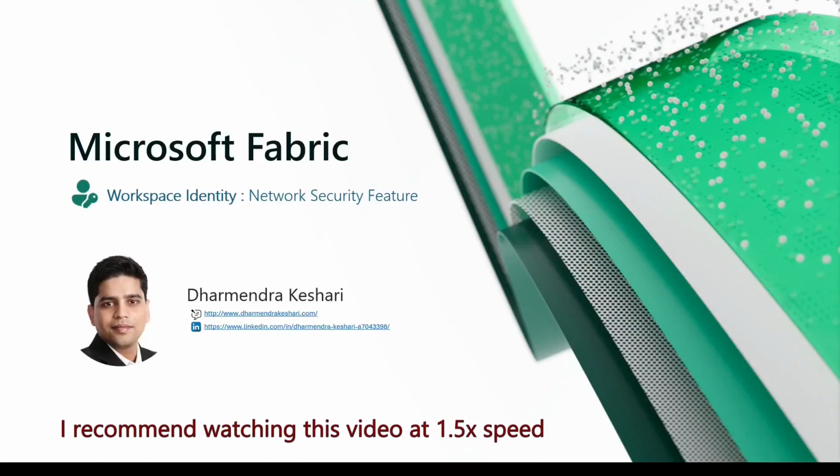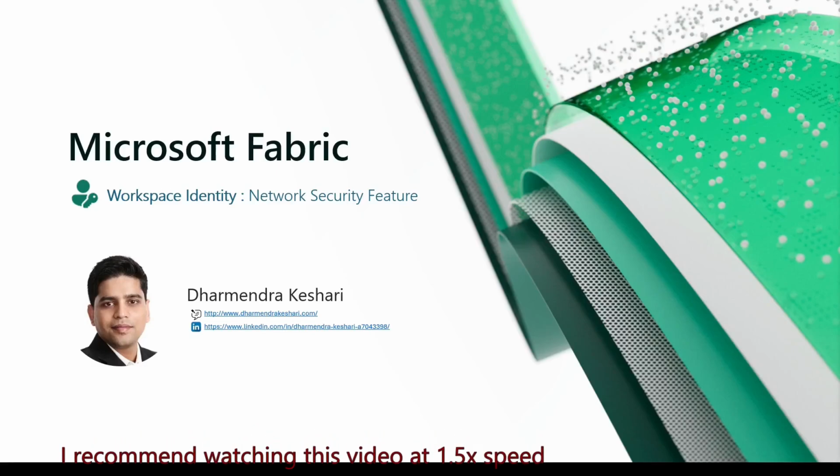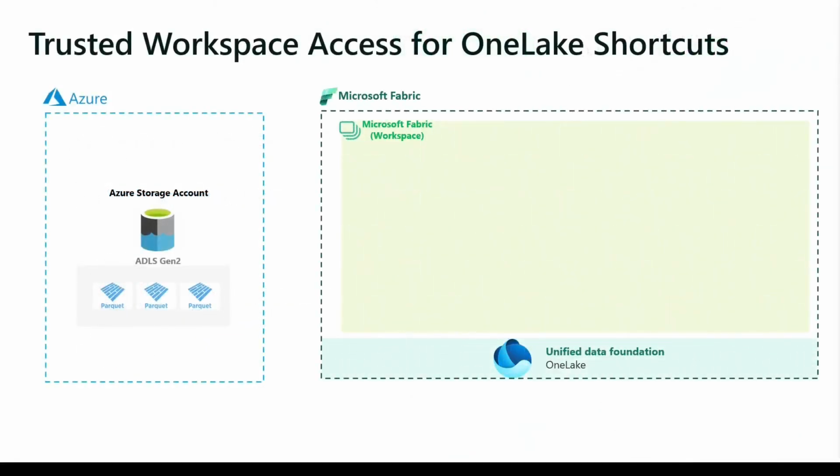In this Fabric session, I'm going to talk about the Microsoft Fabric network security feature, Workspace Identity, which recently got announced in public preview. This feature allows you to securely access firewall-enabled Azure storage account in Microsoft Fabric. Given that this feature operates at a workspace level in Fabric, you can create a workspace identity at that level. It allows the workspace to function as a trusted workspace access.